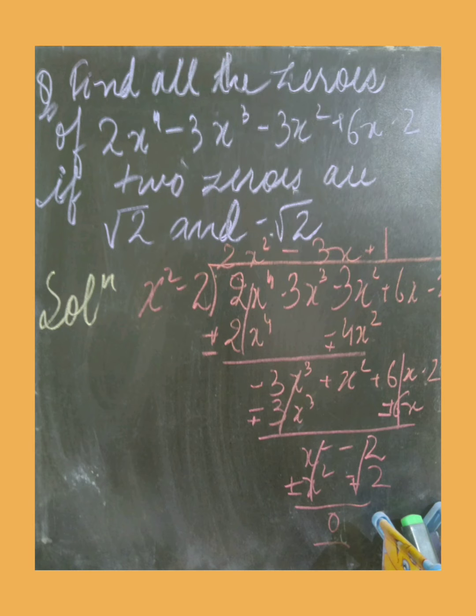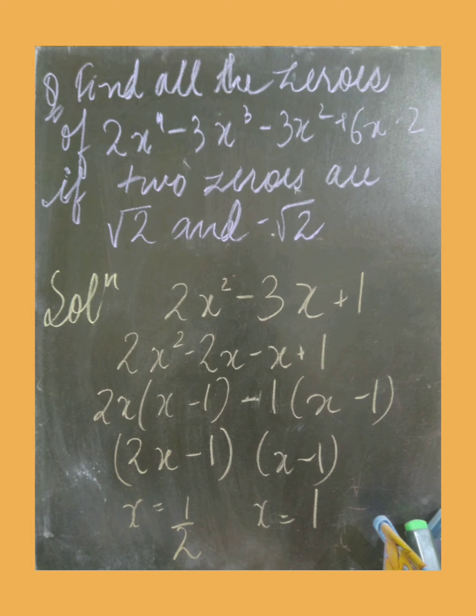Now I will middle split it to get the other zeros other than root 2 and minus root 2. So I am middle splitting this 2x square minus 3x plus 1 like 2x square minus 2x minus x plus 1, then 2x is common, x minus 1 in bracket, minus 1 is common, x minus 1 in bracket, then 2x minus 1 I will get, and x minus 1 in the other bracket. So the value of x will be 1 by 2 here, and the x value will be 1 there. So I have got the other two zeros. So the total zeros of the equation 2x to the power 4 minus 3x cube minus 3x square plus 6x minus 2 are 1 by 2, 1, root 2, and minus root 2.